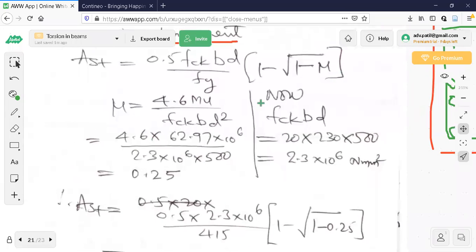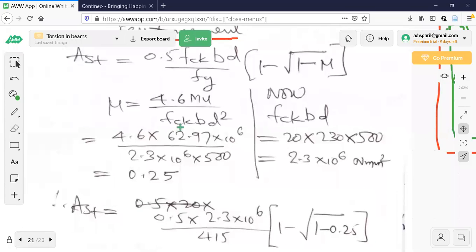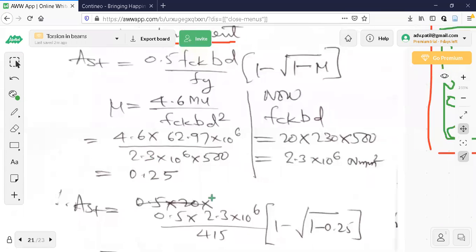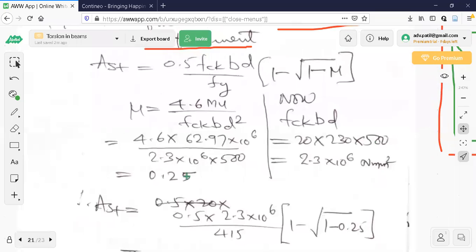Now for the mu calculation, 4.6 mu by FCK BD square. The equivalent bending moment is 62.97 into 10 raised to 6. For FCK BD square, I will substitute this, multiplying again by D, because it is D square, whereas this is FCK BD. So I'll write 2.3 into 10 raised to 6, one more 500, because this is D square. D is already there in the 2.3 into 10 raised to 6. So I end up with 0.25.